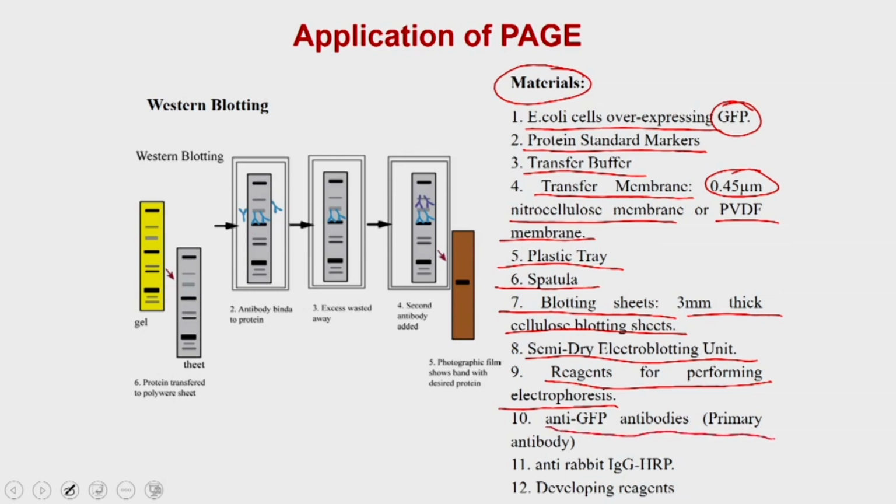Then you need the primary antibody. In this case, we are using GFP as a tag, so you need the anti-GFP antibodies. Then you need anti-rabbit IgG HRP, which is against the primary antibodies, and then you need developing reagents.